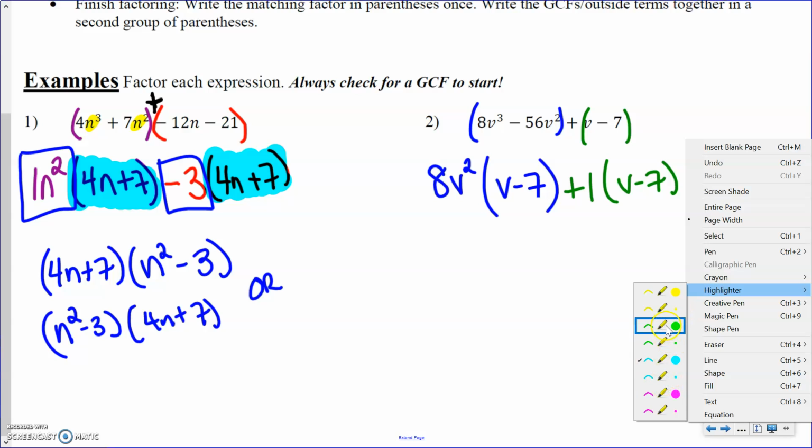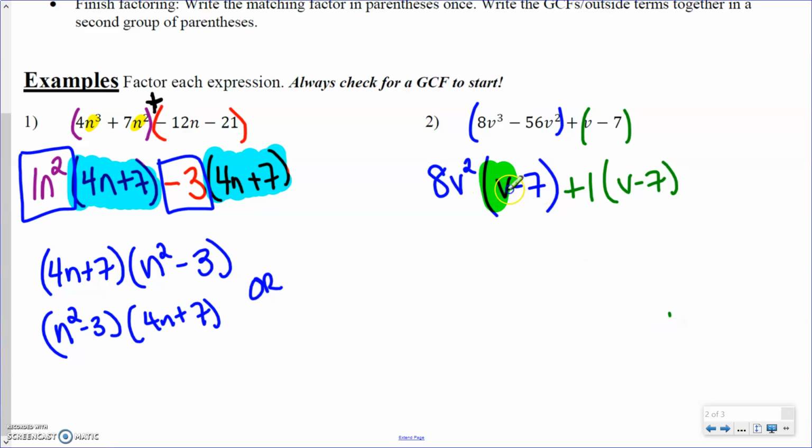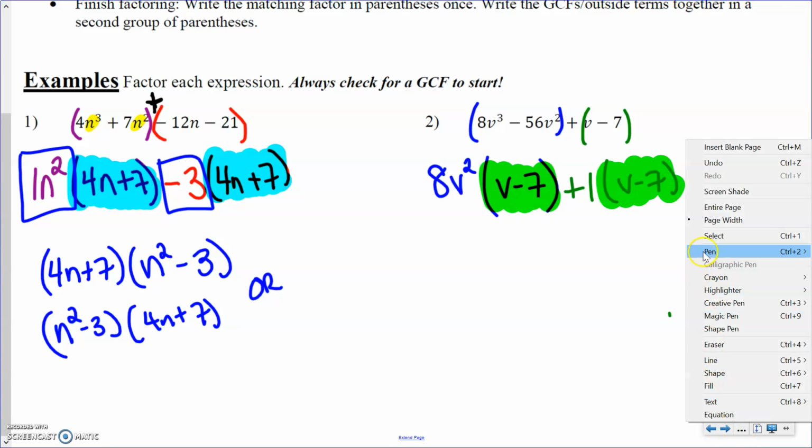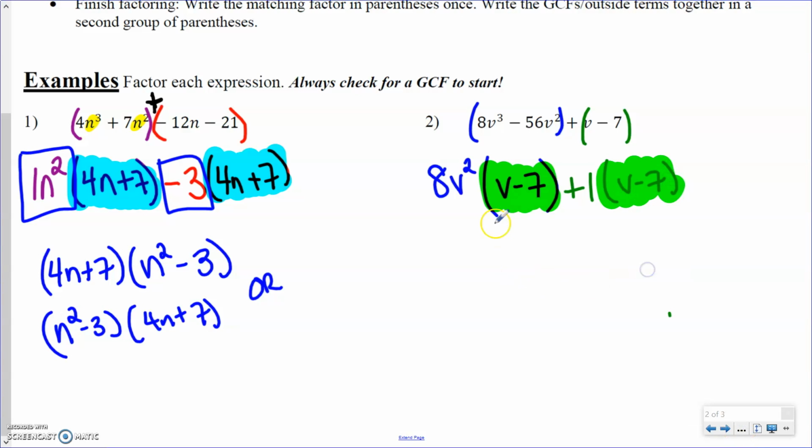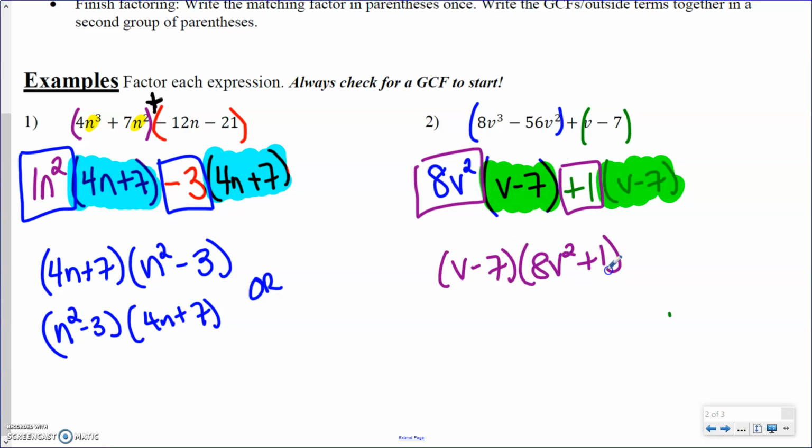Now, we can compare. Notice I have v minus 7 in both of those terms. So I can pull this out front with a v minus 7, and then I'm left with 8v squared plus 1 in my second group.